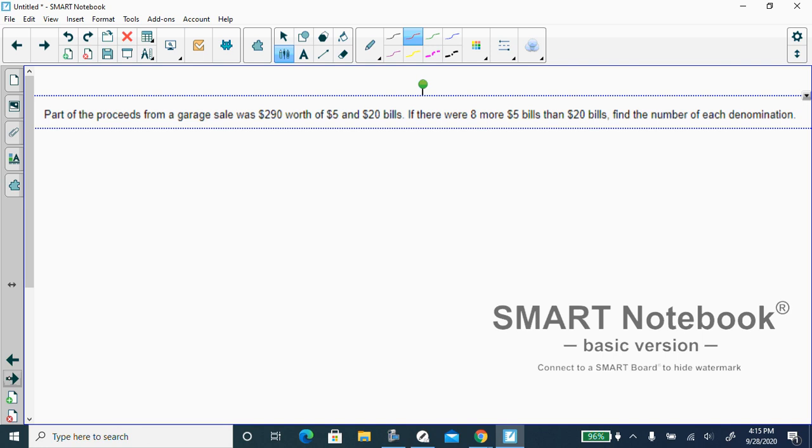This one is kind of a follow-up from that one, except it has $5 bills or $20 bills. They say that when we sell stuff at a garage sale, we sold $290 worth. We have $5 bills and $20 bills. So I'll make a row for $5 bills and a row for $20 bills.